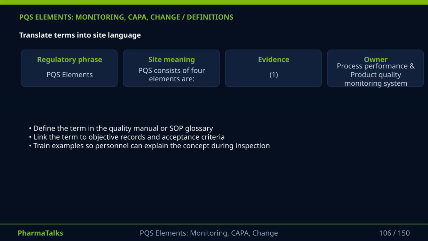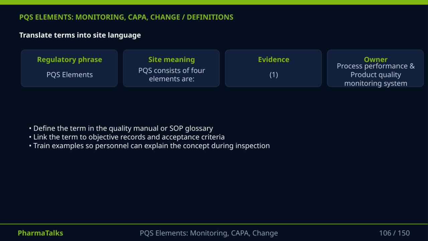We emphasize defining each term clearly in the Quality Manual or SOP glossary. This means linking the term to objective evidence, such as records and acceptance criteria, that can be reviewed during inspections. Personnel should also be trained with examples so that they can confidently explain these concepts when asked.